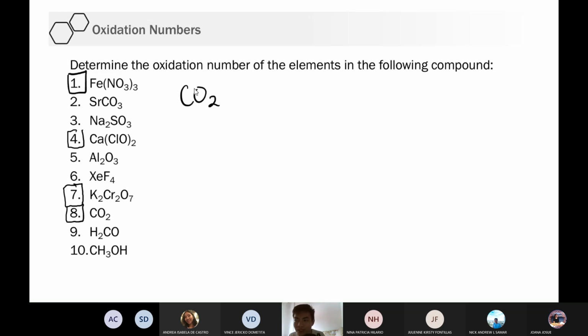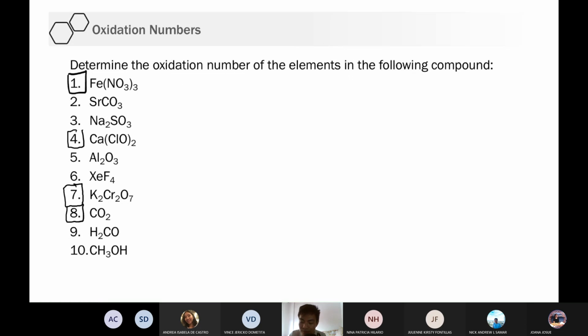Paano mo malalaman if that's an ionic compound? You have a metal, non-metal. This is both non-metal. Ito may question. Sir, hindi po ba kunin yung total? Per element yung kukunin natin, kasi kapag pinagsama-sama mo yung oxidation number ng elements, charge yun ng compound. So, ang target natin dito is the oxidation number of elements.